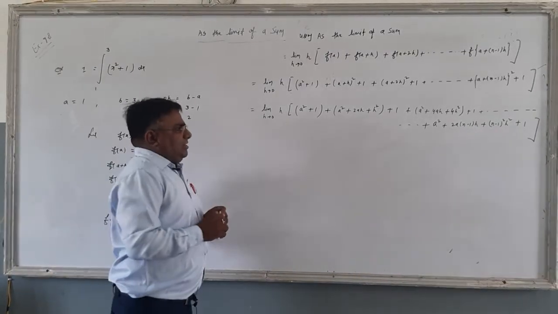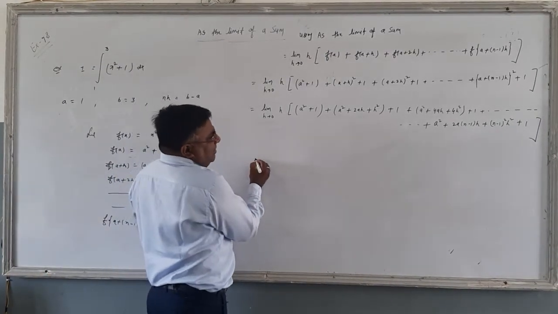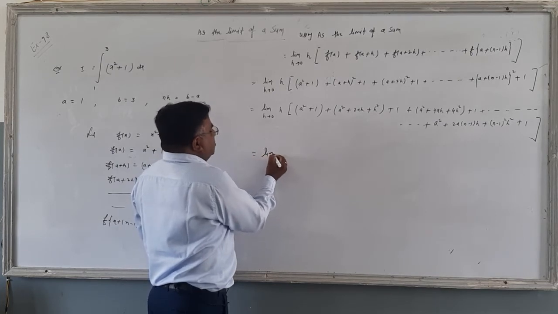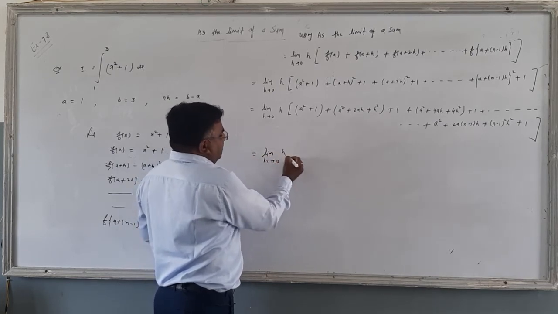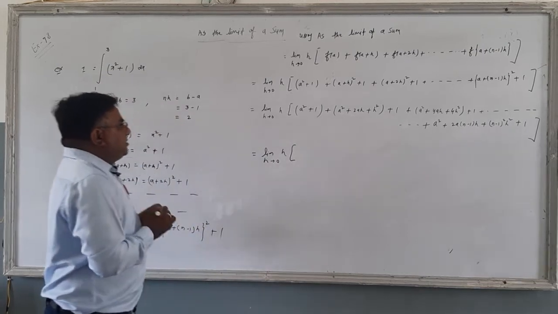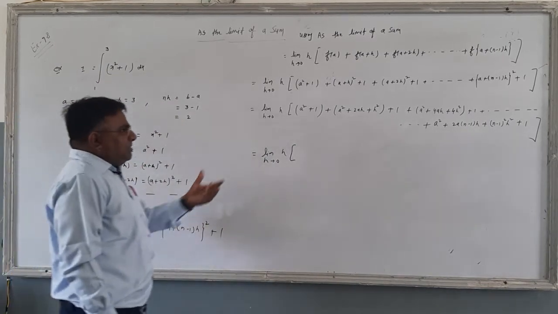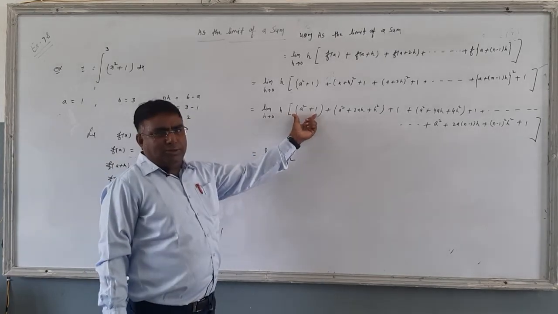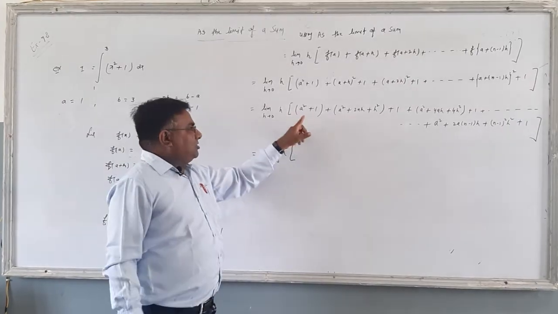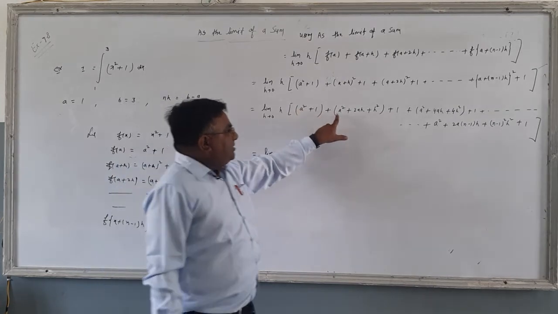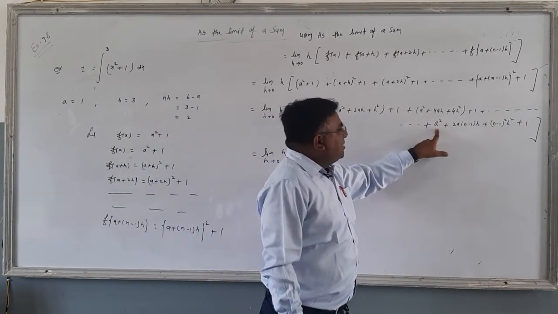आपको सीरीज बनाना है और सीरीज कैसे बनाते हैं? Now look here, limit h tends to 0, h as it is. First thing is what is the value of f of a square plus 1. That means a square plus 1, there are two terms. That means two series. First series, a square plus a square plus a square plus a square.